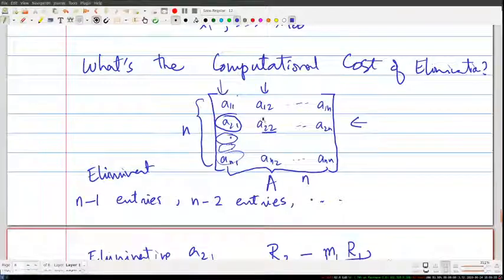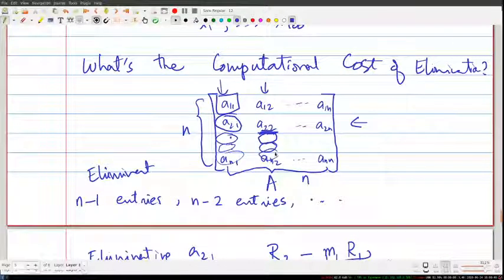Then in the next step, so this was my pivot, then I find some new pivot here in this position. This a22 will of course change, but now I need to eliminate all of these entries. So now I want to eliminate n minus 2 entries, but now something has become easier.